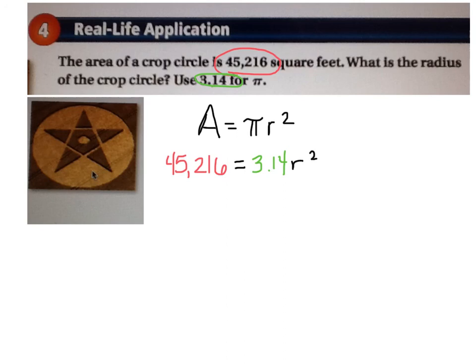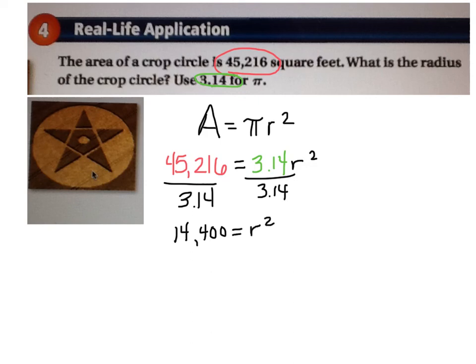So now we divide both sides by 3.14. As how we solve equations, we do inverse operations. The opposite of times 3.14 is divide by 3.14. That would give us 14,400 equals the radius squared.